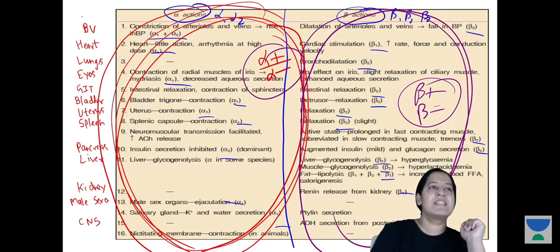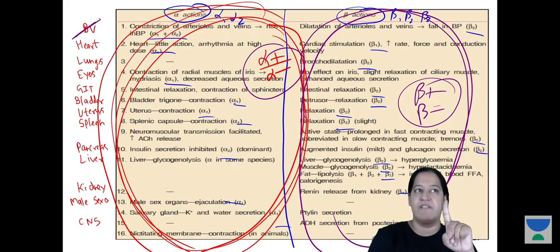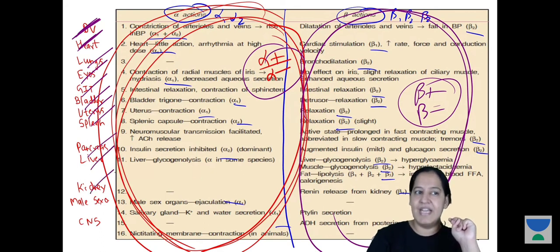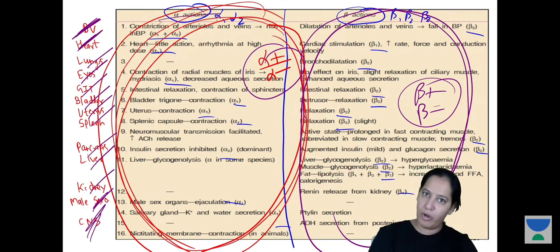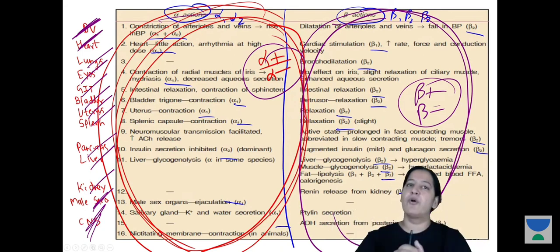So I will take 16 organs one by one. The first organ, the most difficult one I will discuss, is blood vessels. Then heart, then lung, then eyes, then GIT, then bladder, then uterus, then spleen, then pancreas, then liver, then kidney, then male sex organ penis, then CNS. I will discuss them one by one. All organs I will discuss from the alpha side also, and from the beta side also. Then we will take the 4 chapters together: alpha agonist, beta agonist, alpha blocker, beta blocker.